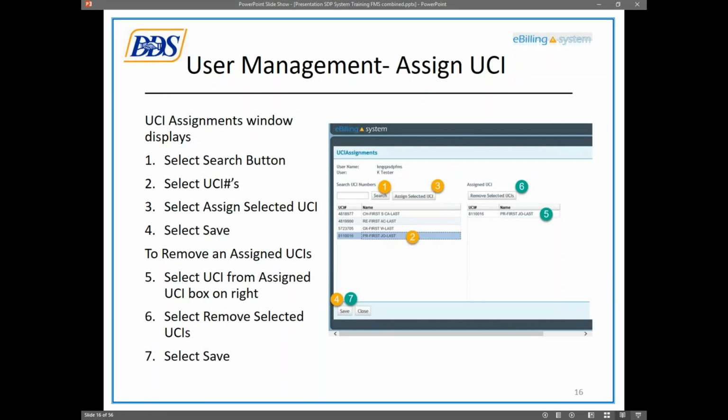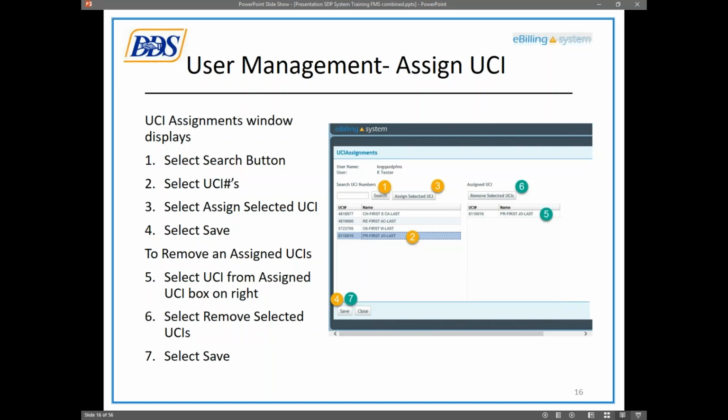This is the UCI window. As Emily mentioned, the UCIs will automatically associate to the FMS number once the budget has been approved. So if I'm an FMS vendor and I'm creating lower user roles, when I open up the UCI assignment window, I can either search for a specific UCI or select the search button, and it'll display all UCIs that have been associated by an approved budget.